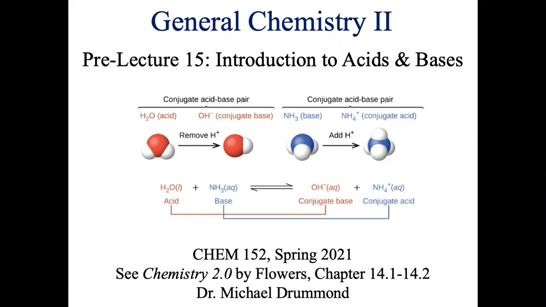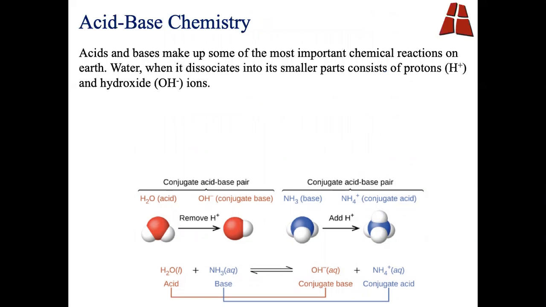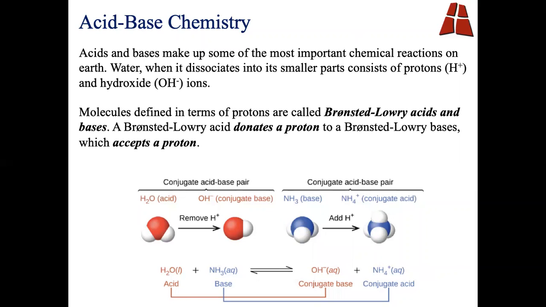So we'll start Unit 3 for us, looking at Chapter 14 in our textbook, which has to do with acids and bases. Okay, so let's jump right in. Acids and bases and their subsequent chemical reactions make up some of the most important reactions on Earth. If you think about water itself, if you were to break it into its smaller parts, it would consist of protons, what we would just identify as H plus, as well as hydroxide.